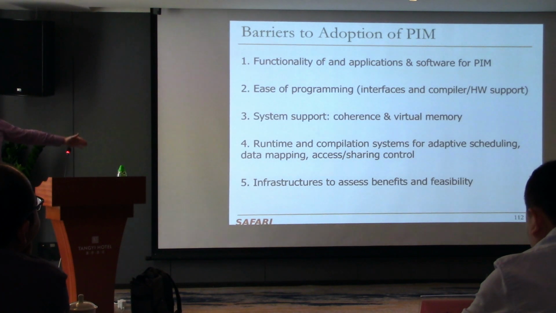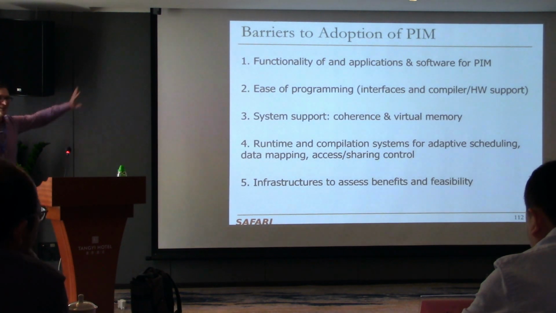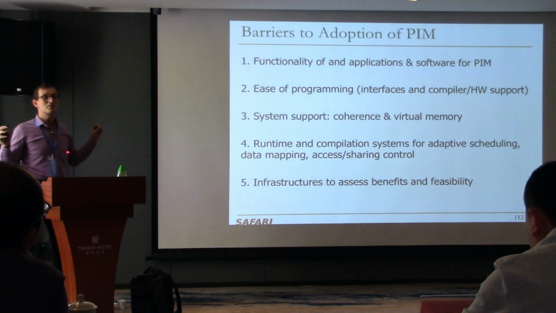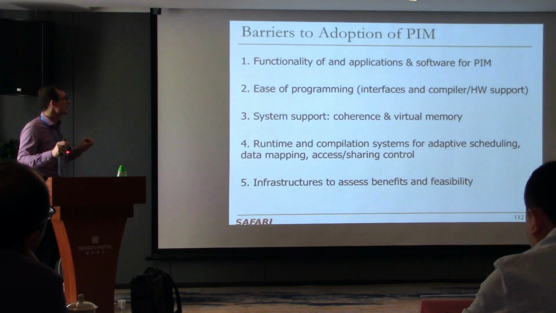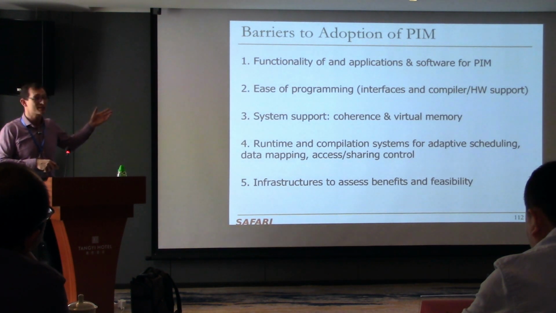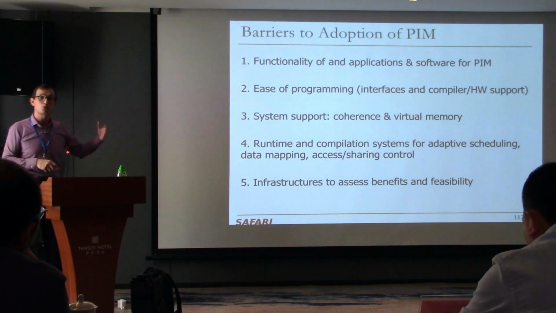Actually, these could be reasons for rejection of papers also, by the way. I think functionality and applications, software. Essentially, the first part is software. How do you develop the software and enable processing in memory? The second part is also almost related to software, which is programming. What are the programming interfaces? And what is the hardware and compiler support for programming?